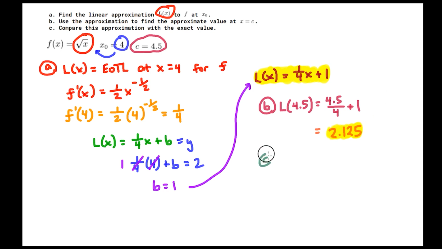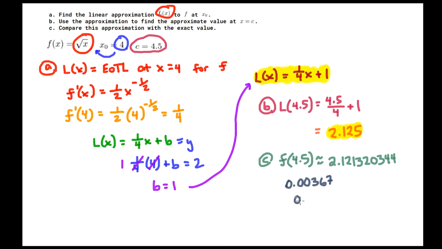And then for C, it's saying compare this approximation with the exact value. So what I'm going to do is find f of 4.5. So I'm going to have to plug this into my calculator to get this value. And you end up with 2.121320344. So to compare them, I'm just going to subtract these two values and take the absolute value of that. And you end up with a difference of 0.00367 and a bunch of other change.